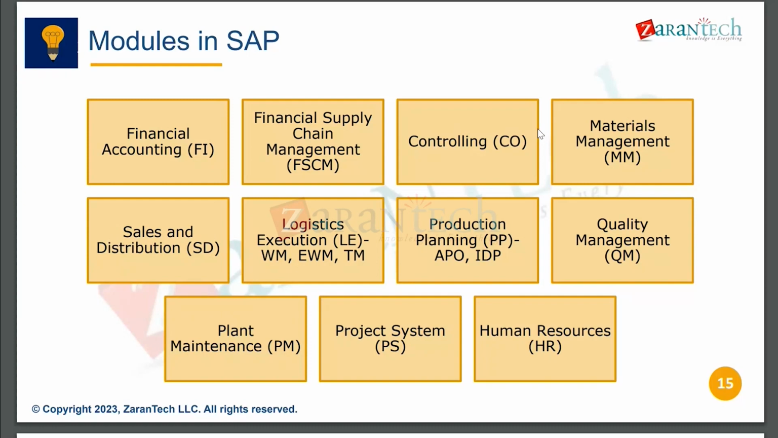The project system: there are some products where, for example, for that project only they'll produce and deliver it. Once the project is completed, then that production will stop. All these kinds of requirements will be taken care of by the project system. And human resources will take care of employee relevant information, database maintenance, salaries, login, logout, and timings. Everything will be maintained by human resources.